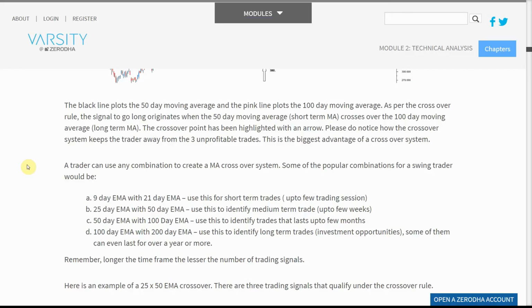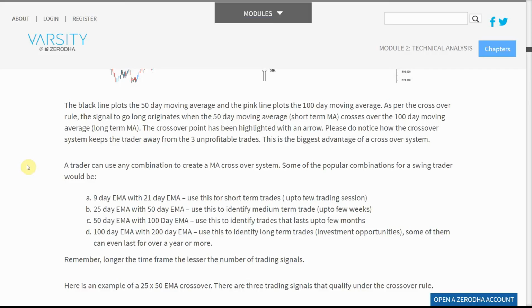Some of the popular combinations for a swing trader would be 9-day EMA with 21-day EMA. Use this for short-term trades up to a few trading sessions. 25-day EMA with 50-day EMA. Use this to identify medium-term trades up to a few weeks. 50-day EMA with 100-day EMA. Use this to identify trades that last up to a few months.